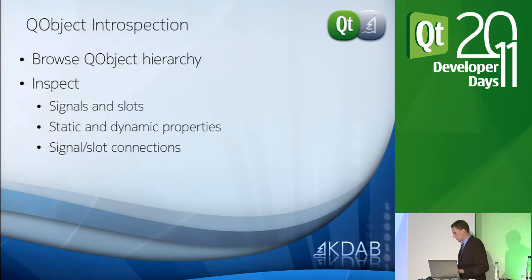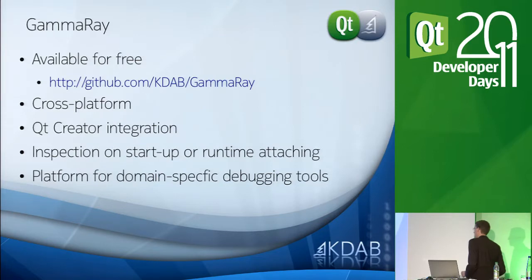But there's one specific one I want to highlight here because I was involved with that. It's just released on Friday, available as free software on GitHub. It's called Gamma Ray. And it will give you all the object introspection I just mentioned. But it actually goes beyond that and adds some additional tools that specifically help you dealing with some of the more higher level frameworks.